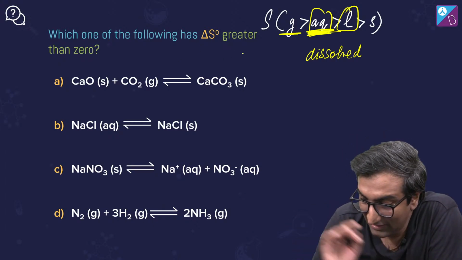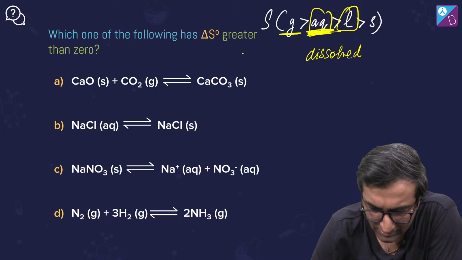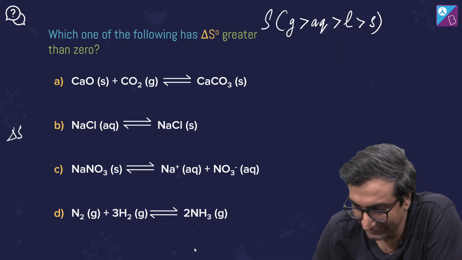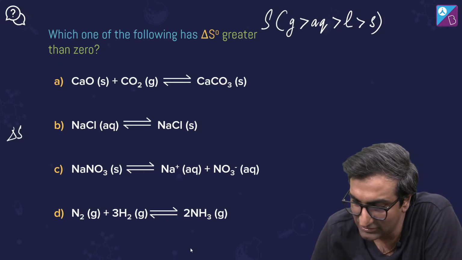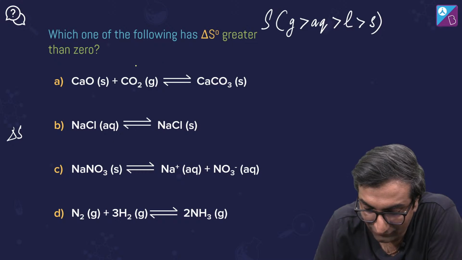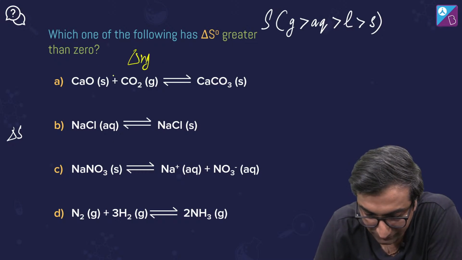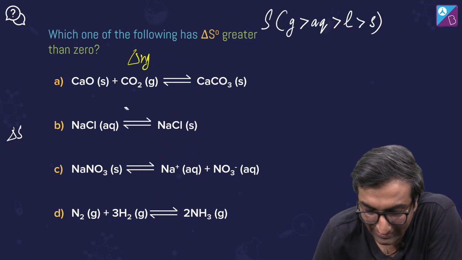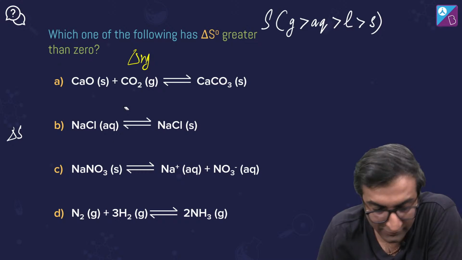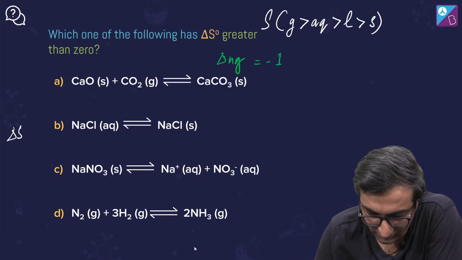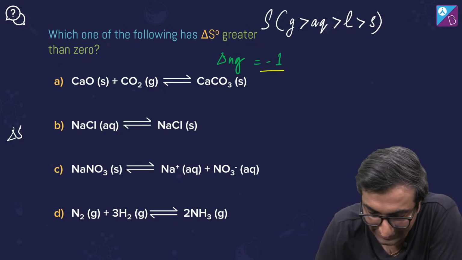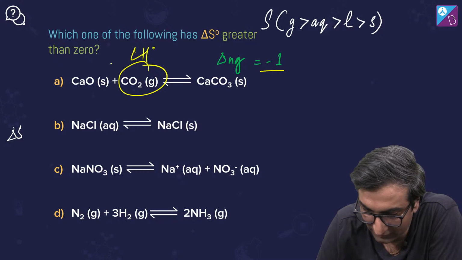Okay. With that information, how do we figure this out? तो हमको सबका डेल्टा एस निकालना है. डेल्टा एस किस चीज पे डिपेंड करेगा? डेल्टा एन जी पे डिपेंड करेगा. तो डेल्टा एन जी, let's find out for all of these species. ओके. पहले गैसेस देखेंगे, उसके बाद बाकी देखेंगे. Let's look at gases first because that's the most obvious thing. ओके. इसका डेल्टा एन जी -1 है क्योंकि गैस है यहाँ पे एलएचएस में. That is simple.